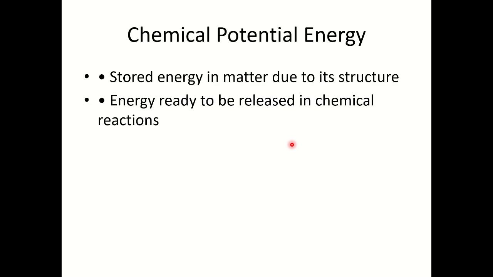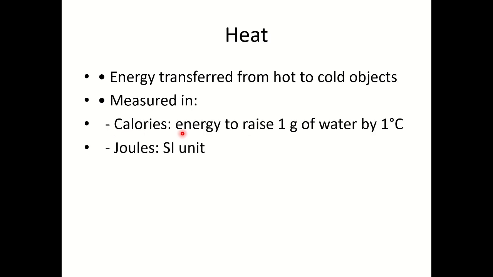Let's start with chemical potential energy definition. It is the stored energy in matter because of its structure. Essentially, it's the energy waiting to be released during chemical reactions. Heat, on the other hand, is the energy transferred from hot to cold objects. We measure heat in calories, which is the energy needed to raise 1 gram of water by 1 degree Celsius, or in joules, the SI unit.